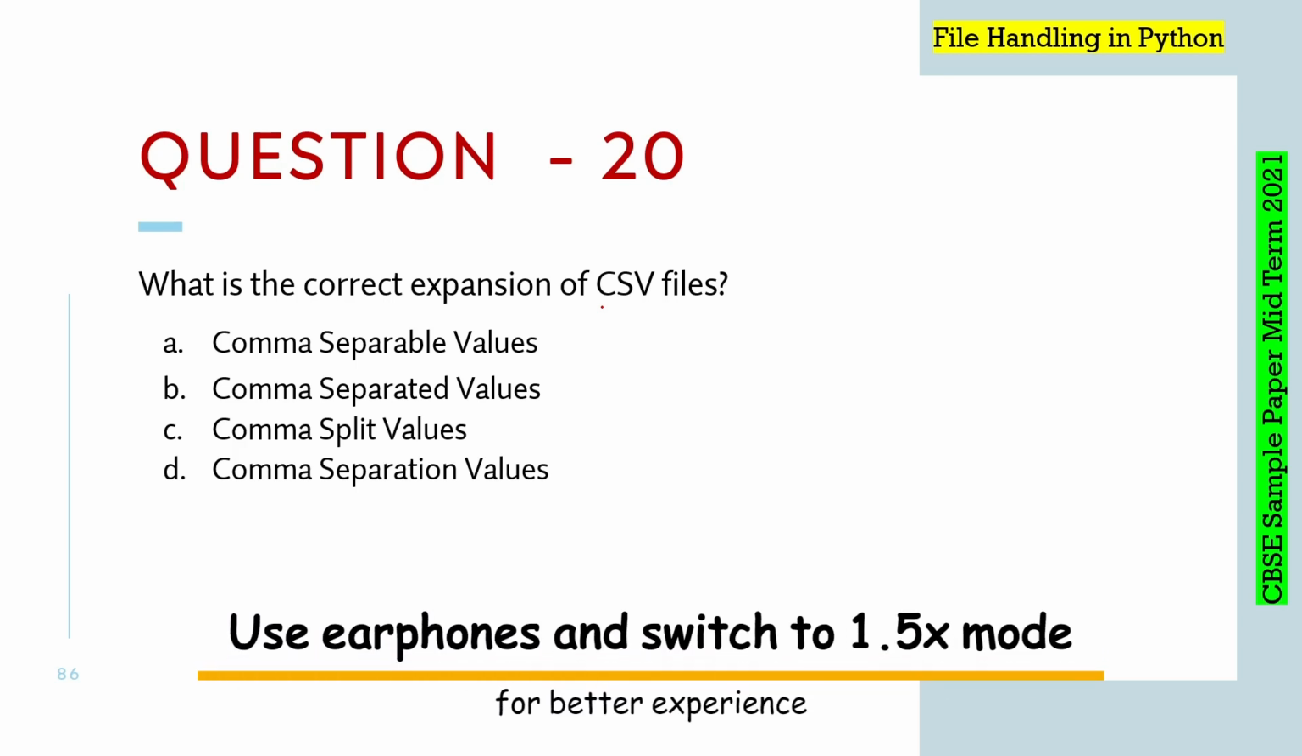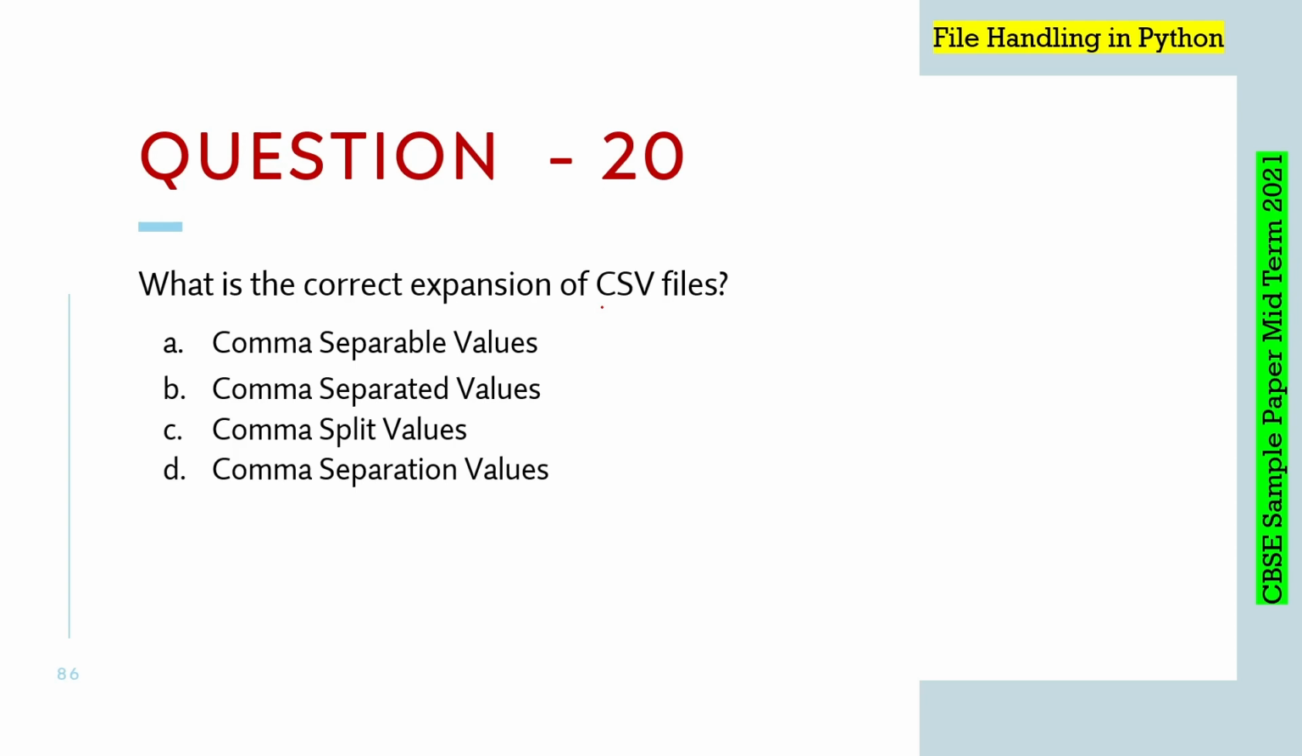So this is question number 20 from the CBSE sample paper midterm 2021, and this question comes under the topic file handling in Python. In this particular question you have been asked what is the correct expansion of CSV file, and four options have been given to you. This is a very simple question. CSV stands for comma separated values. So option number B is correct.